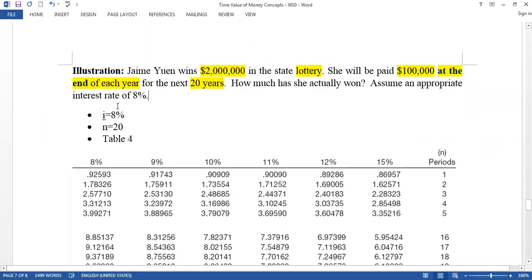Here you can see that we don't have any information about whether it is annually or semi-annually. If you don't have any information about annually, semi-annually or quarterly, it is annually, because if you read only 8%, the percentage is always annual. If it is semi-annually, they will tell you. Clear the point? So if nothing is mentioned, 8% means annually, which means future cash flow is one time per year. So I equals 8%, N equals 20, and we are going to use table 4. If the question said semi-annually, then I equals 4% and N equals 40. You understand? Here nothing is mentioned, so it means it is annually.